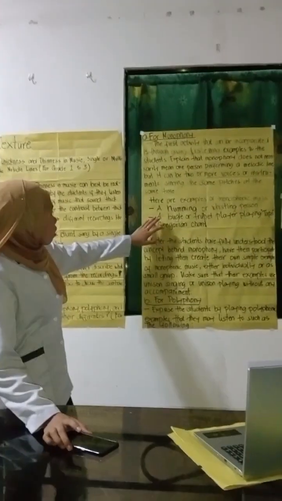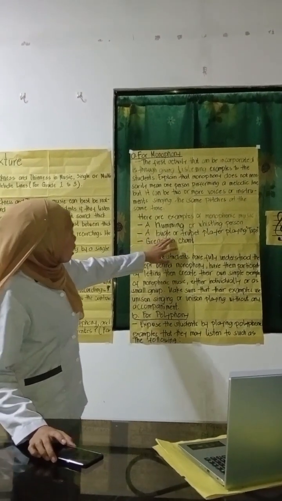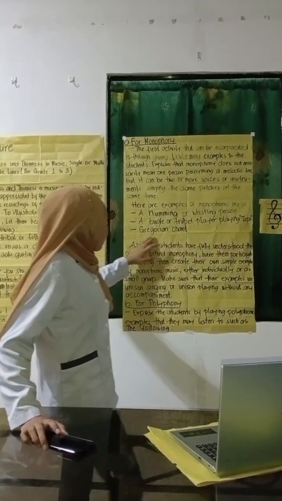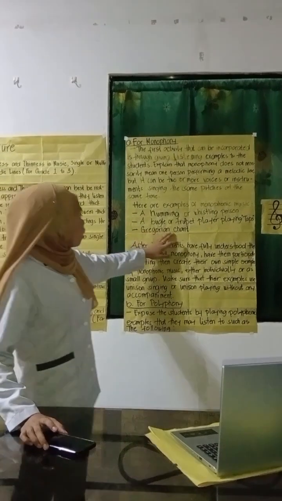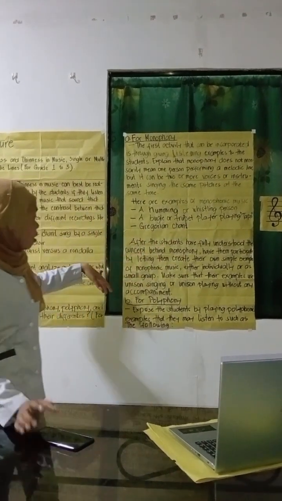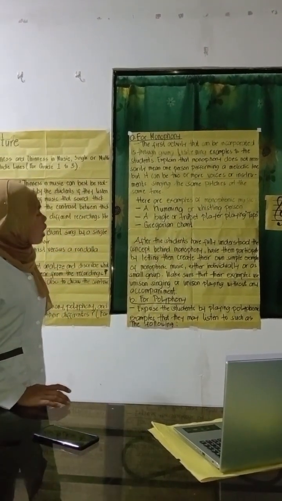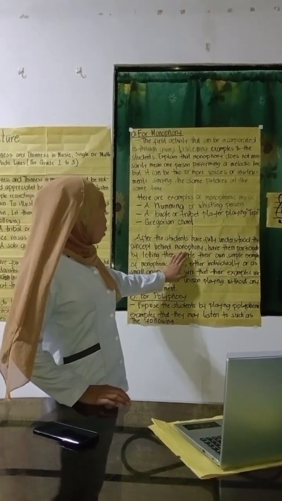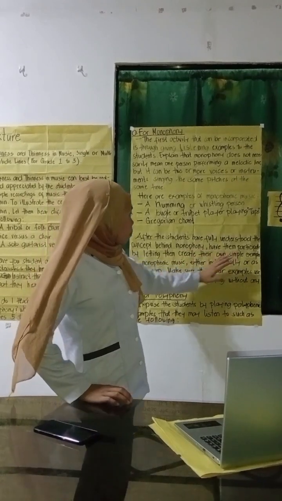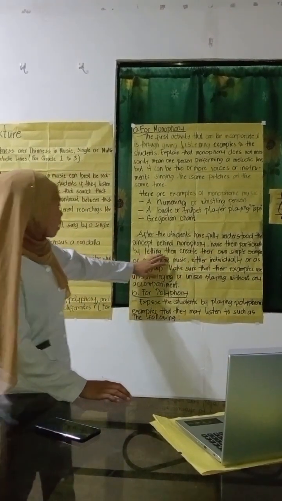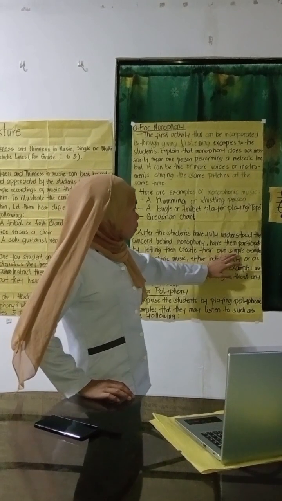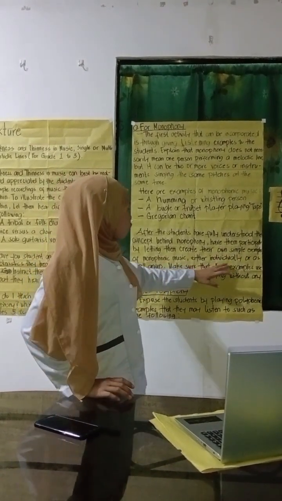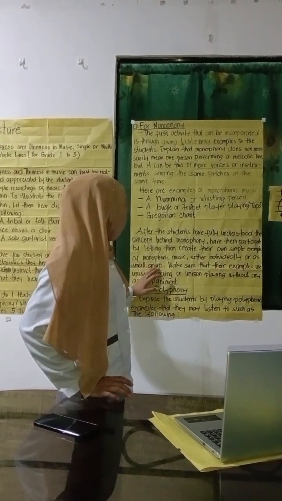Next is a bugle or trumpet player playing taps. The next is Gregorian chant. After the students have fully understood the concept behind monophony, have them participate by letting them create their own simple example of monophonic music, either individually or in a small group.